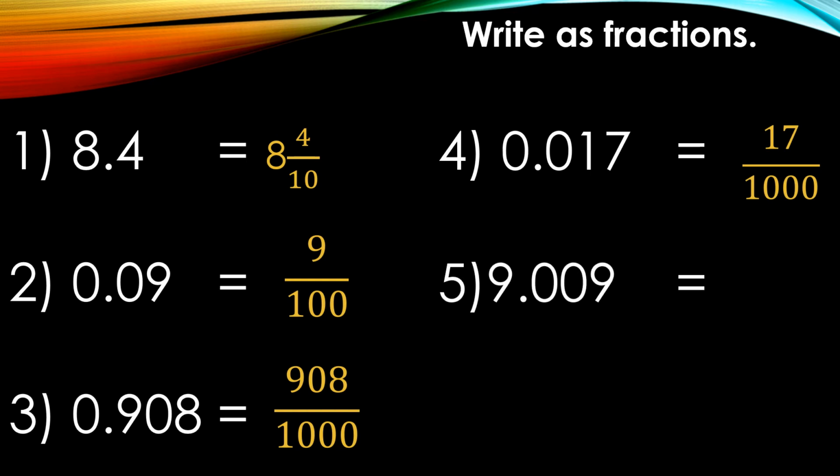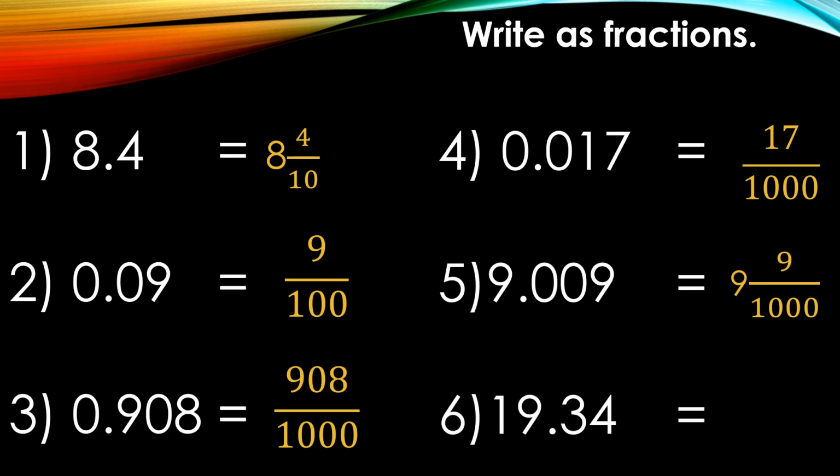Question number 5. 9.009. See, in this question, 9 is a whole number. So write 9 as it is. And 0.009 means 9 upon 1000. So the answer is 9 upon thousands.